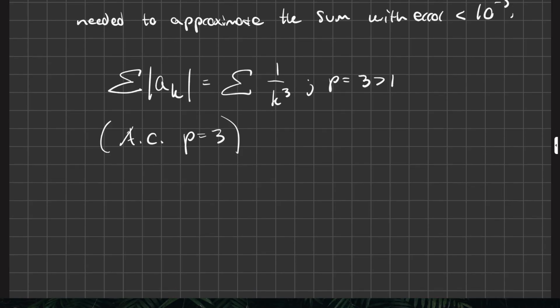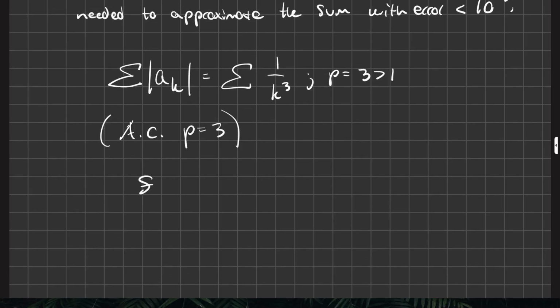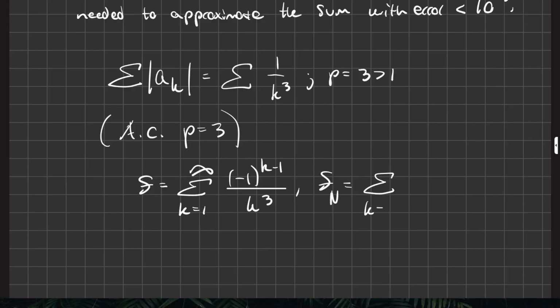So let's define our original sum, calling it big S, and this is our sum that goes from 1 to infinity. This is our actual series over k cubed. And then our partial sum is simply a discrete version of this. Instead of going up to infinity, we'll just go up to n. And this all stays the same.